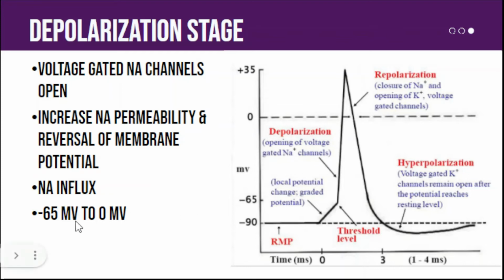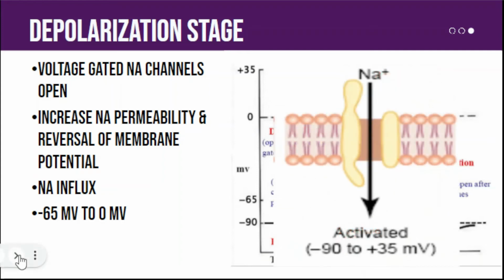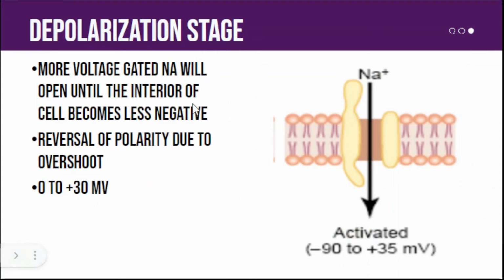So that's the goal of depolarization, to raise up the difference in potential from -65 to 0. Ngayon, sabi natin, kailangan aabot siya ng 35 para magkaroon ng action potential. So, more voltage-gated channels will open until the interior of the cell becomes less negative. Kailangan mas maging less negative yung loob. Kita nyo naman dito, from -90 to +35. Ibig sabihin, naging less negative siya.